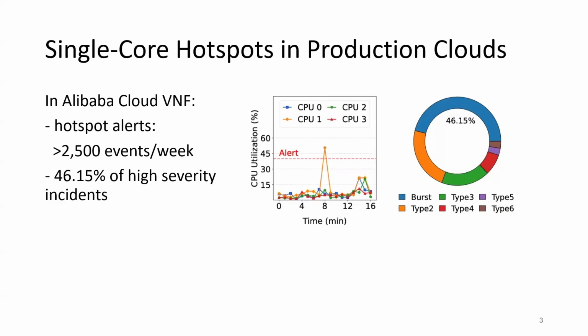To understand the broader impact, we analyzed system-wide alert logs over 1 week. Single core hotspot alerts accounted for about 46% of the top 2 severity incidents and occurred more than 2,500 times. These frequent events introduce operational overhead and affect service quality.